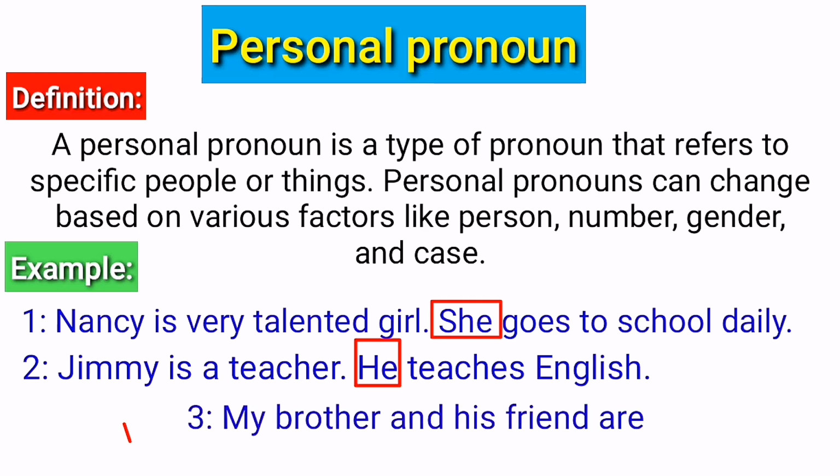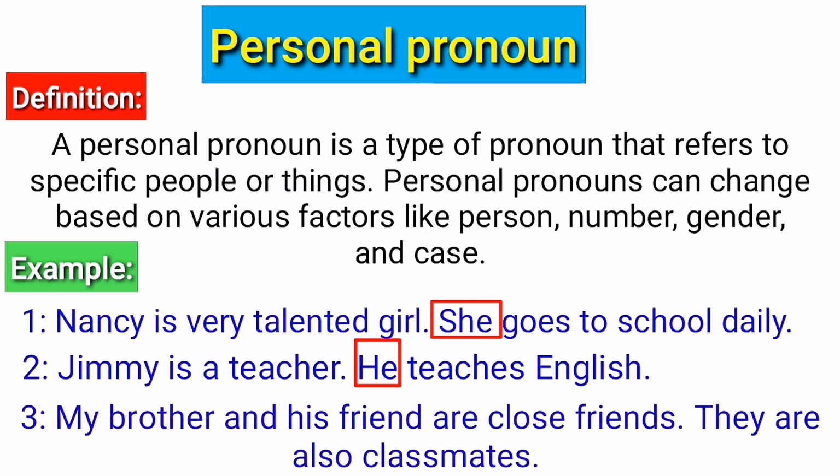My brother and his friend are close friends. They are also classmates. Here in this sentence the word they is a personal pronoun. It is used to refer to my brother and his friend collectively, avoiding the need to repeat their names. In this example the type of personal pronoun is called a plural pronoun. It's used when referring to more than one person or thing. In this case, they replaces the need to mention both my brother and his friend.